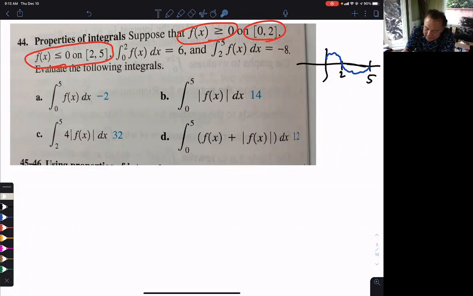And they tell us the integral from 0 to 2 is 6. So I already know the area of this top piece is 6. I'm going to draw that, put that in there. And then 2 to 5, I know the area of that bottom piece is 8.